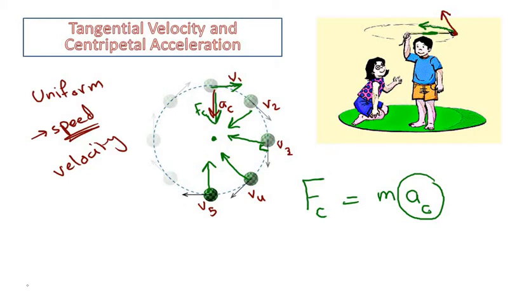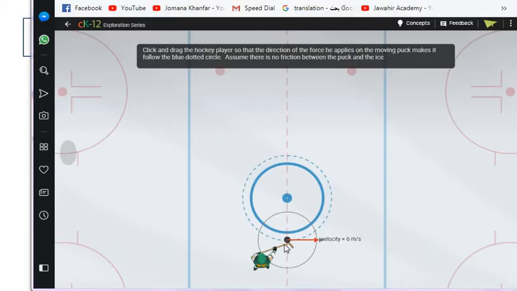Let's do this practice now. We need to apply a force on this ball to make it move along this dashed blue line. The velocity is at the tangent of this circle, so the force should be perpendicular to this tangent. It makes a 90 degrees angle with the velocity.